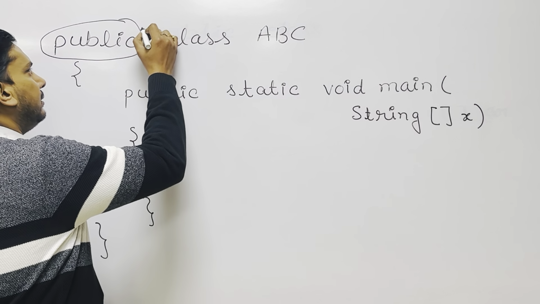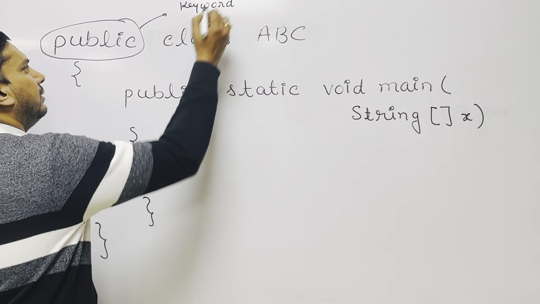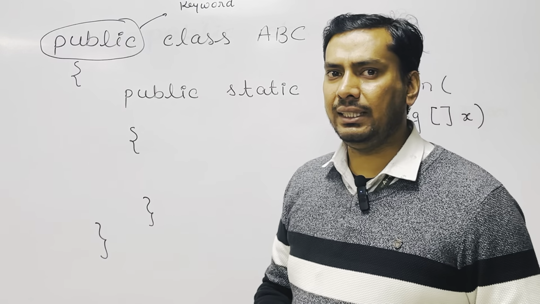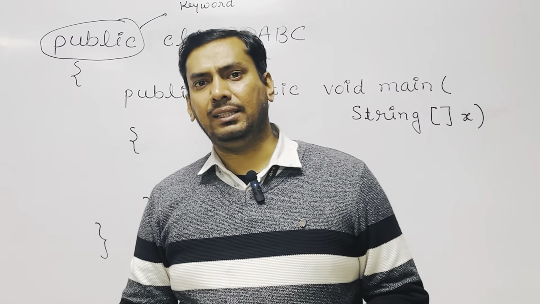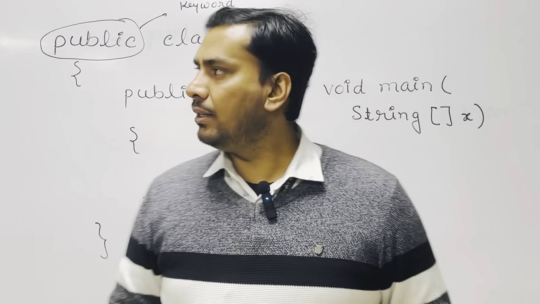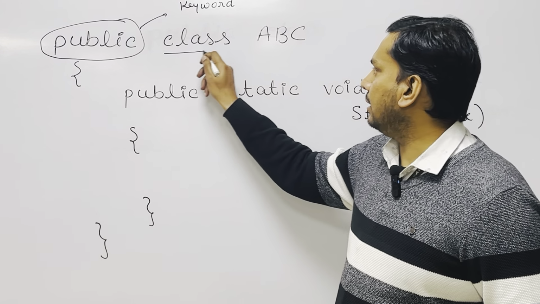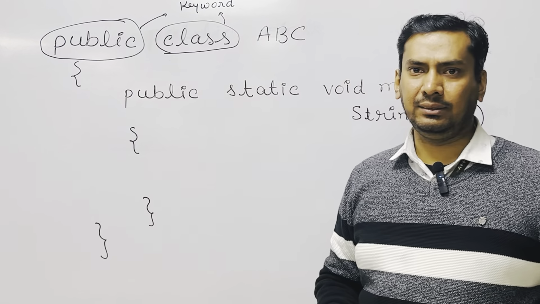Keyword is something that we are going to talk about in detail in a separate video. So we have to understand that there are a total of 50 keywords in Java. Right now you can understand that every keyword is a predefined word which has its own meaning, and you cannot use those words for some other reasons. So public is a keyword. Similarly, class is another keyword. Class is a keyword which is used to declare a class.